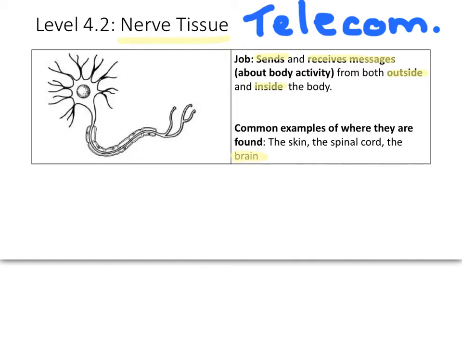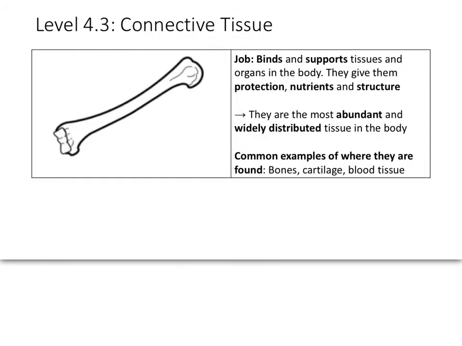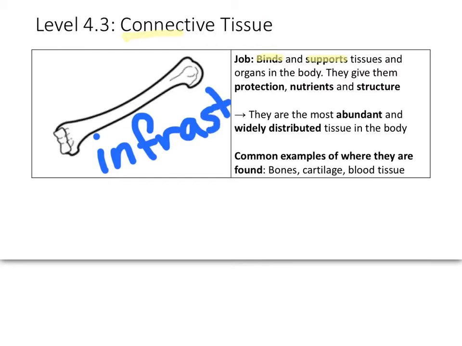So now we're going to move on to our next type of tissue. Our next type of tissue is called connective tissue. So the job of connective tissue, okay, key word is connect. So what they do is they bind and support the tissues and organs in the body. If you want to think of what our connective tissues are, they're basically infrastructure. They are infrastructure in our body, and they are the most abundant and widely distributed tissue in the body.